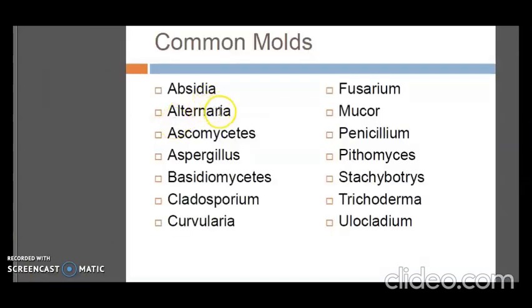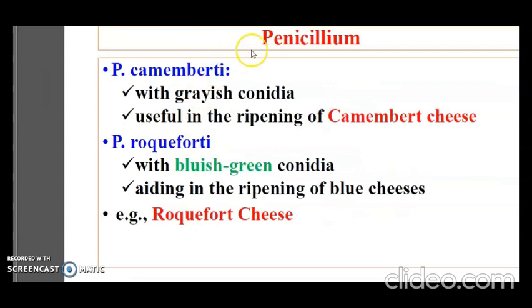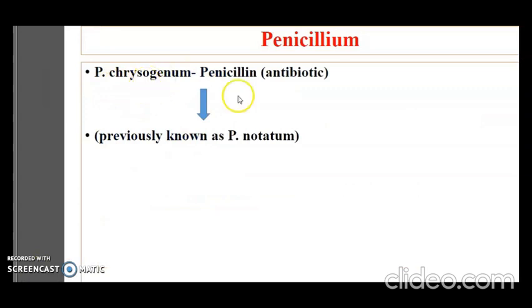Common molds include Alternaria, Fusarium, Mucor, Penicillium, Aspergillus, Basidiomycetes, Cladosporium, Trichoderma, Ulocladium, etc. Let's see the industrial importance of Penicillium. Penicillium camemberti has grayish conidia and is useful in the ripening of Camembert cheese. Penicillium roqueforti has bluish green conidia and aids in the ripening of blue cheese, an example being Roquefort cheese. And from Penicillium chrysogenum we can derive the antibiotic penicillin.